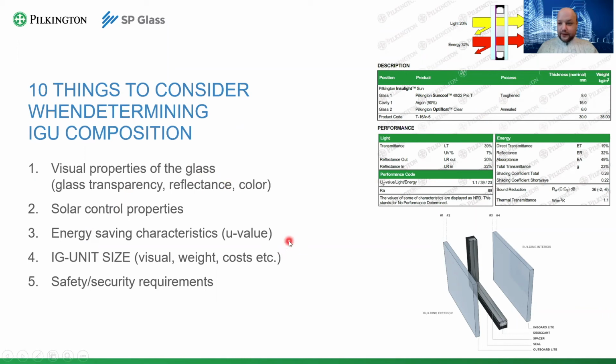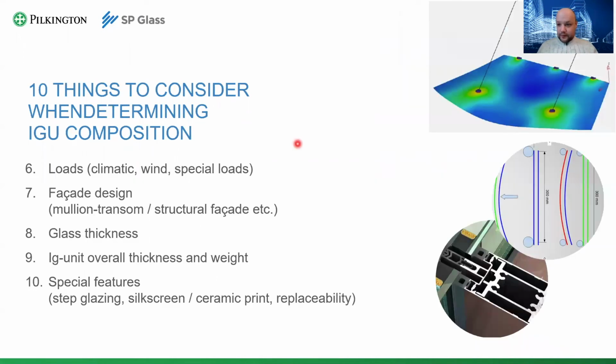And then we will be thinking about what the IG unit size is. Does it have any safety or security requirement, from inside, from outside? We need to consider the loads, and we need to consider the facade design, whether your IG unit will fit this profile system with all of this thickness and weight. Also think about the cost, of course. And the cost is not a direct cost of the glass. It's also highly dependent on your IG unit composition overall.